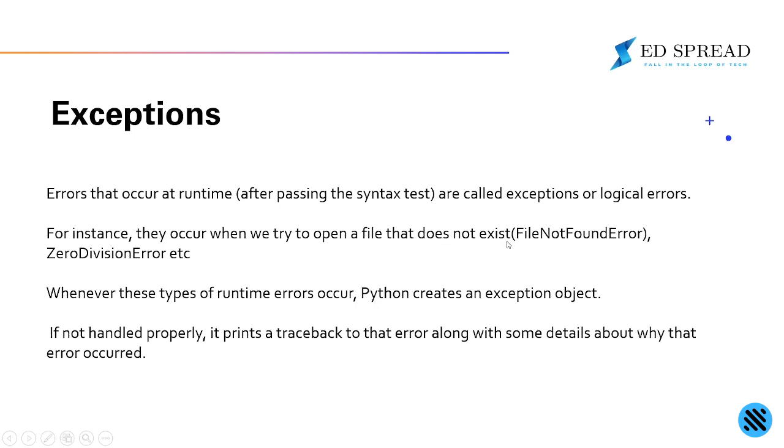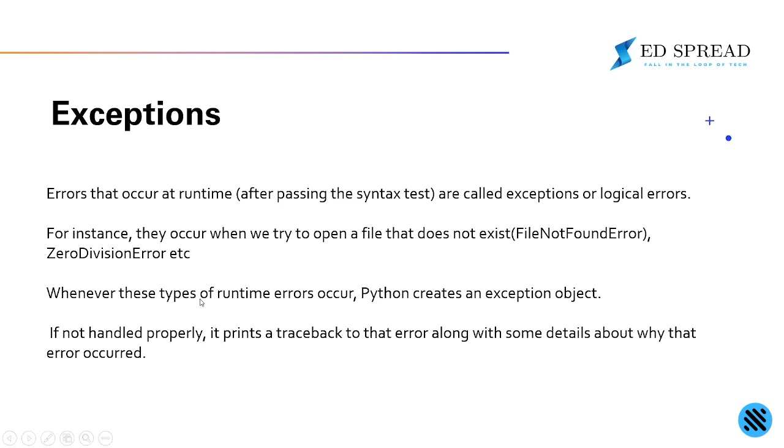In files we have seen that if we try to open a file which does not exist, we get the FileNotFoundError, and there is also ZeroDivisionError. For example, if you try to divide a number by 0, it is not possible, right? Anything divided by 0 is infinity, which is not defined. So we will get this error. What is the name of the error? ZeroDivisionError. Syntactically it is correct, but logically it is wrong. That's why they are known as exceptions.